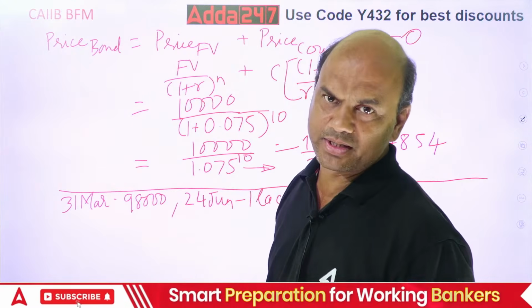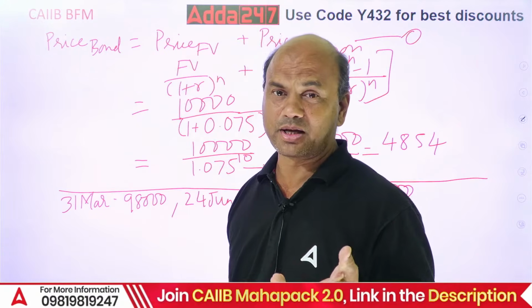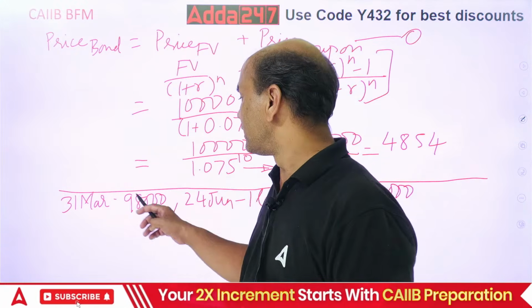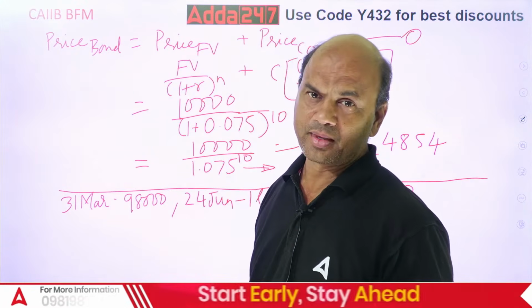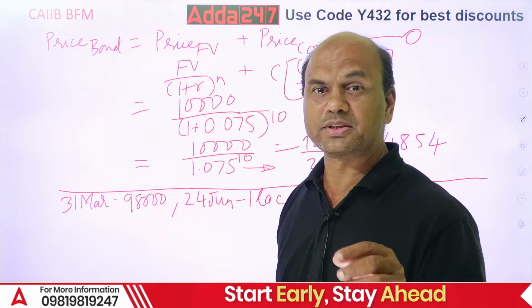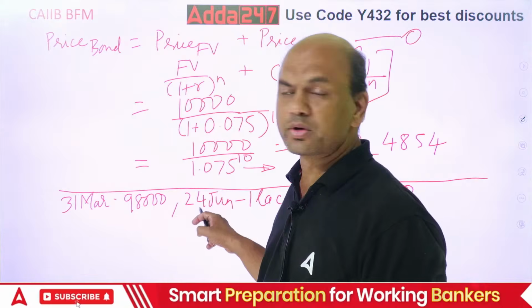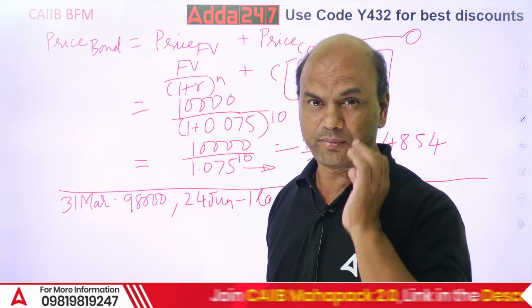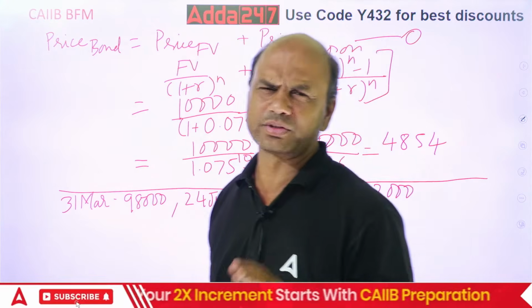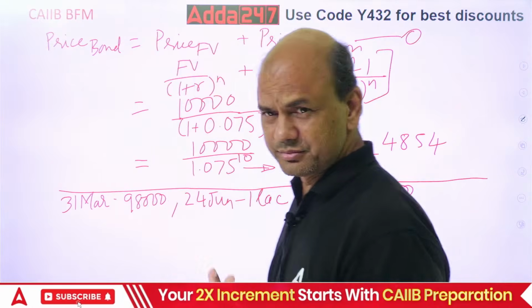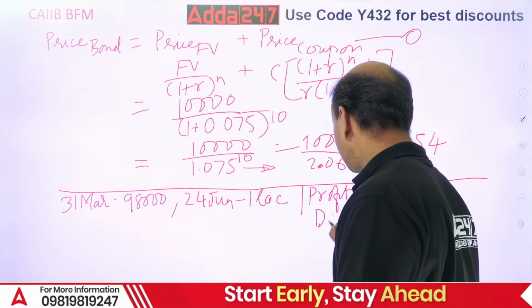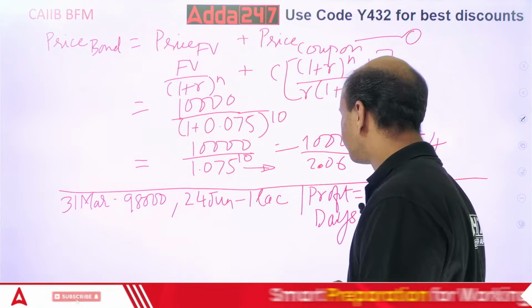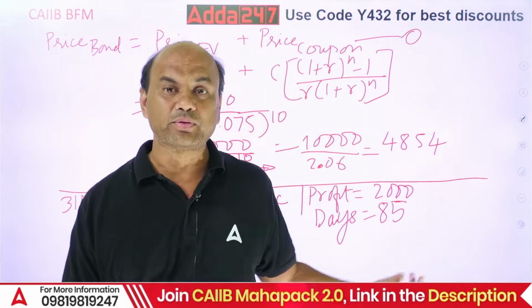So 31st March means now March, April, May, June. April is 30 days, May is 31 days. So 30 plus 31, 61. Plus this 24th June, add 24. So 61 plus 24, 85. Days are 85. So I am getting 2,000 rupees in 85 days.